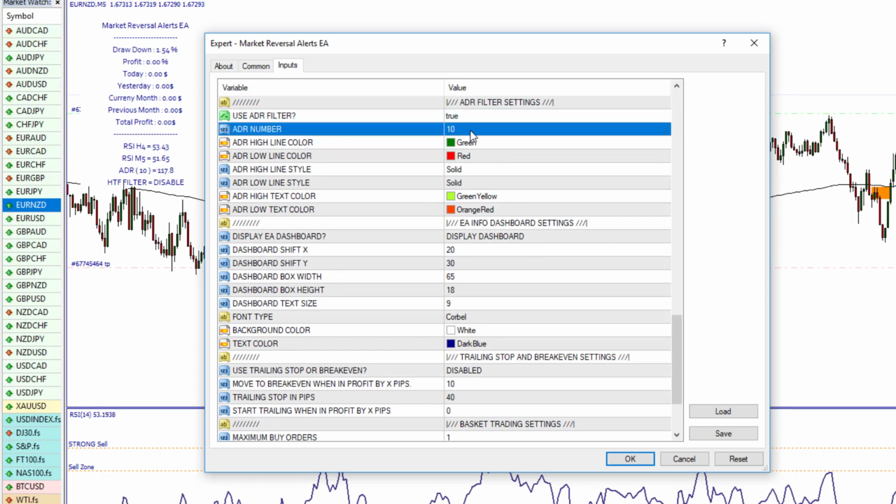So the way to use this is to set ADR to true and select your ADR number. In this case, I'm using ADR 10, which is what I found to be the most reliable. And then you put this onto your chart, and it will automatically take a trade for you on the time frame you select, in which case I would recommend M5 or M1 for ADR reversal trading. And it will just take a trade for you automatically once the ADR level is hit.